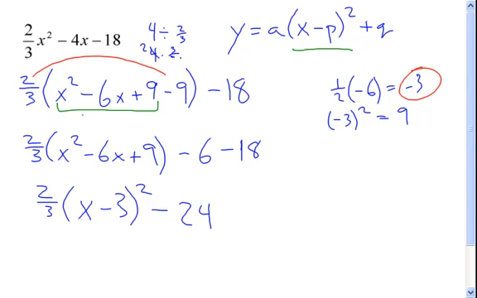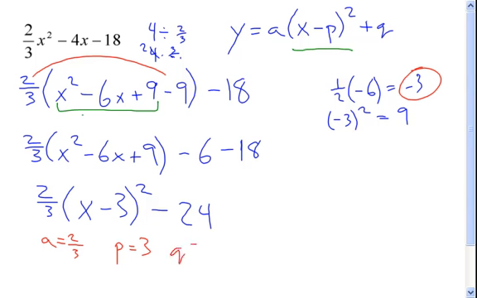Yeah. So if you think about this in terms of our vertex graphing form, your a value, right here, your 2/3. So a would be 2/3. What would my p value be? It'd be 3, right? Because it's x minus p, right? And then the q value, what would that be? Negative 24.